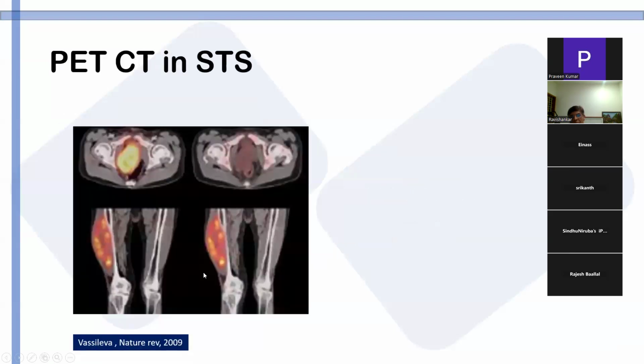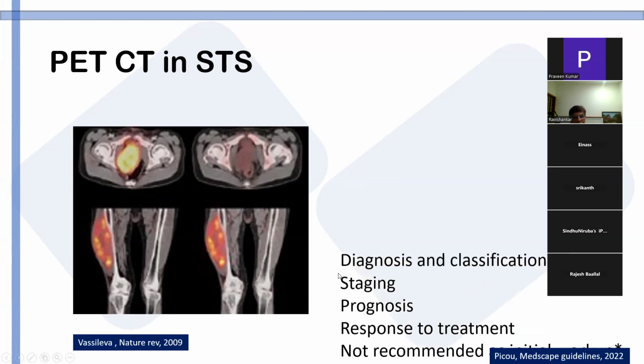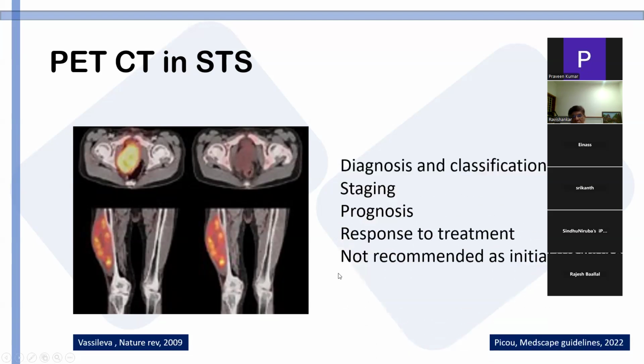PET CT in soft tissue sarcoma is not recommended routinely. But it can help you in staging and prognosis. It will help you in response to treatment. As I mentioned, it is not recommended for every patient with a soft tissue sarcoma; you do not go and ask for a PET CT unless there is a definite reason for it.